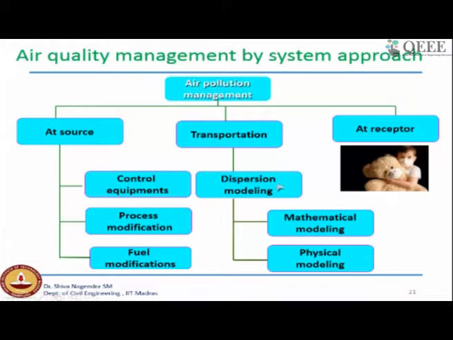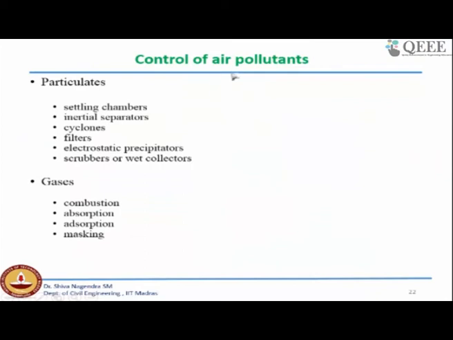So it means that the dispersion model will help you locate which areas will get maximum concentrations, and what control mechanisms you can adopt in order to meet the requirement. For example, if your ambient air quality standards have to be met in a particular area, you will try to understand what control mechanism needs to be adopted, and that can be determined through dispersion modeling. There are two types of modeling, which I will discuss in detail: mathematical modeling and physical modeling. If these two are over, then at the receptor there is no option, you have to cover yourself from exposure to the pollutant concentration.